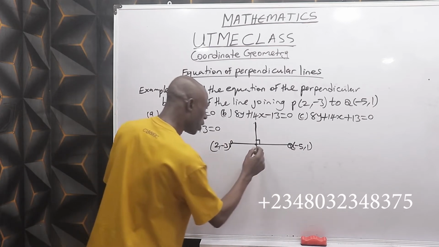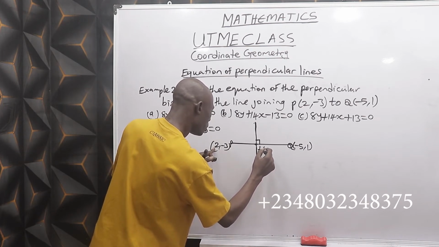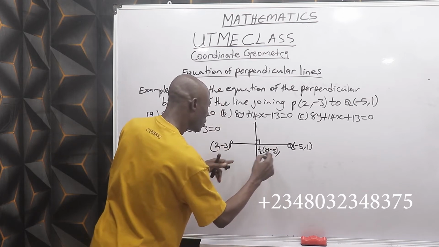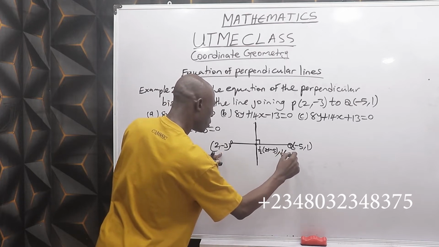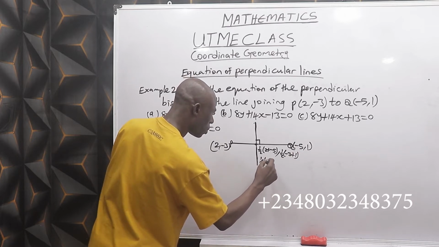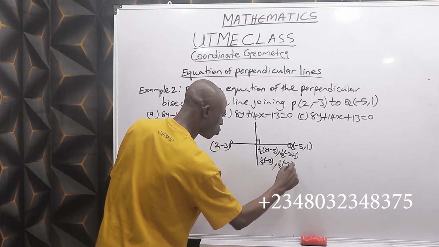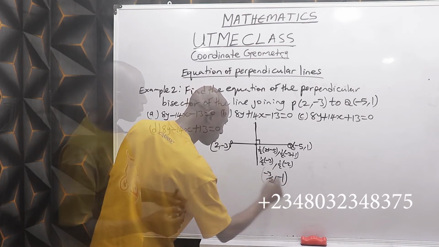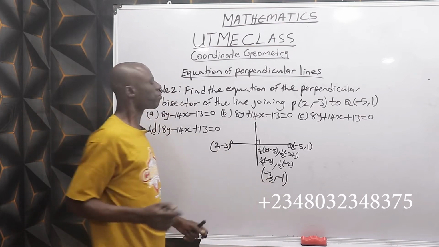The coordinate of the midpoint will be half of x1 plus x2, comma, half of y1 plus y2, which is half of negative 3, comma, half of negative 2. So this is minus 3 over 2, comma, minus 1. This is the midpoint coordinates. The coordinate of this midpoint is this.